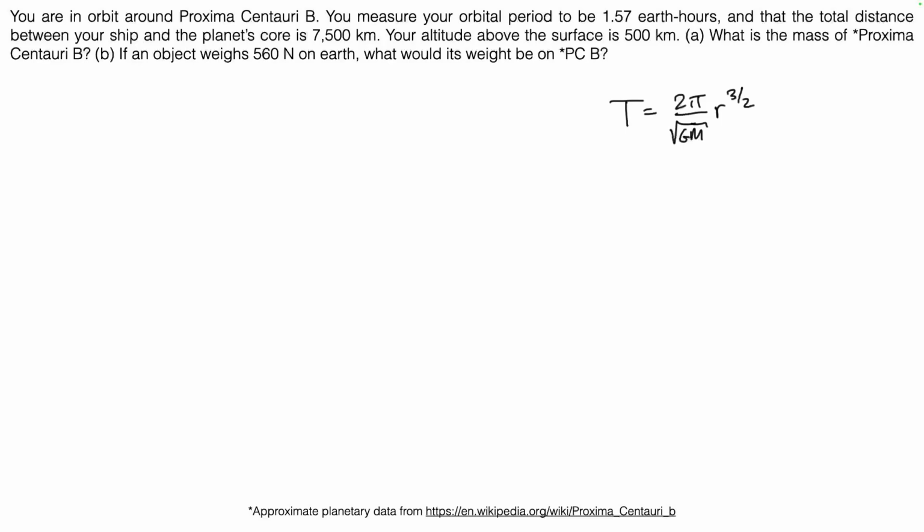So we want to find the mass of Proxima Centauri b and then figure out what the weight of an object would be on the surface of that planet. Knowing our orbital period, and knowing how far we are from the center of the planet, we should be able to calculate the mass from this equation. It's going to require a little bit of square root finagling and all that sort of stuff. But we should be able to get there.